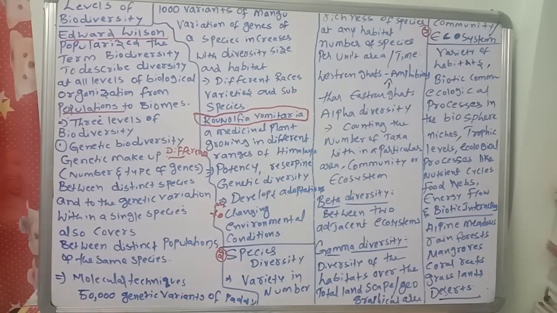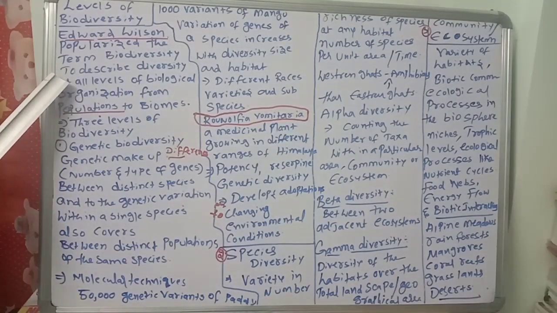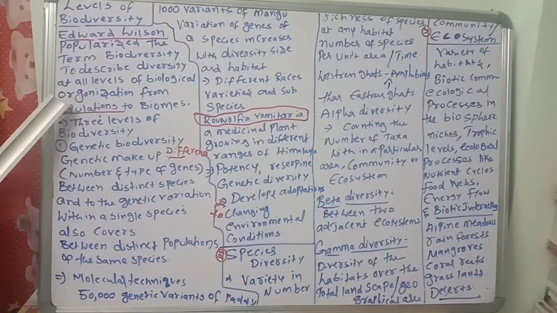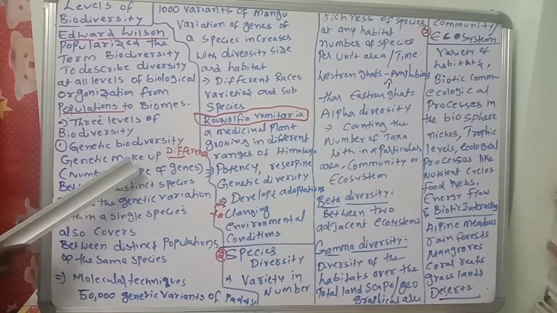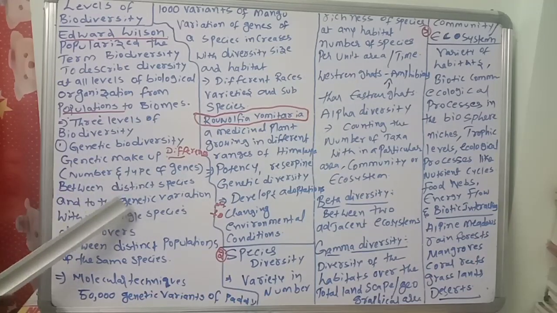First, levels of biodiversity. Edward Wilson popularized the term biodiversity to describe diversity at all levels of biological organization from population to biomes. The three levels of biodiversity are genetic biodiversity, species diversity and ecosystem diversity. Genetic biodiversity covers the differences in the number and type of genes between distinct species, and the genetic variation within a single species. It also covers variation between distinct populations of the same species.